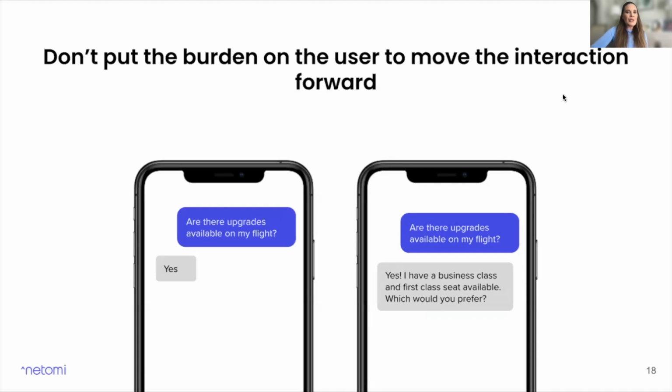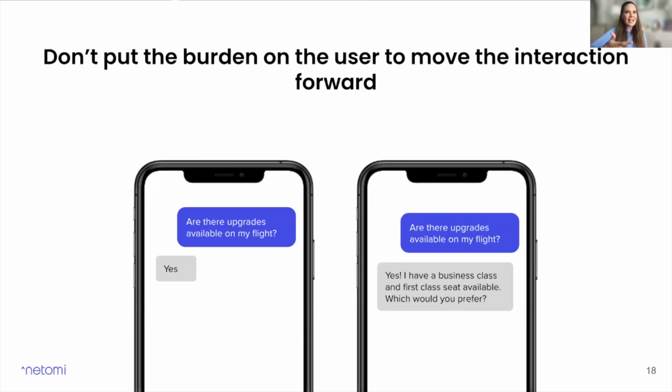We also don't want to put the burden on the user to move the conversation forward. We, as conversation designers, really want to take that burden on. We want to make sure that we've designed a conversation that's really effortless for the user to participate in. So if somebody asks, "Are there upgrades available on my flight?" and we just say yes, now we've put the burden on our user to think of the next question.